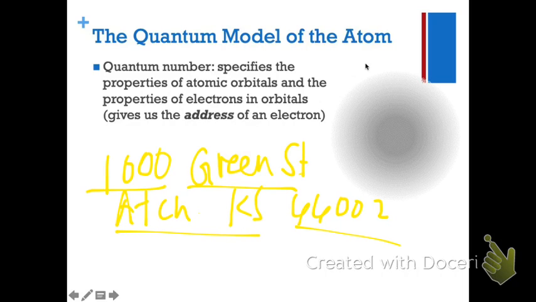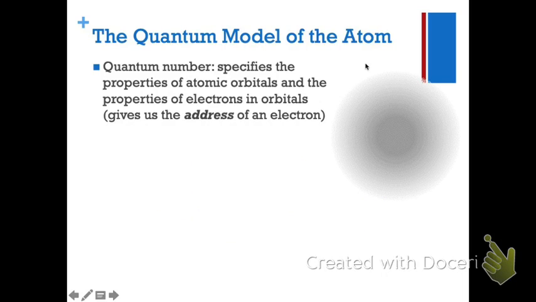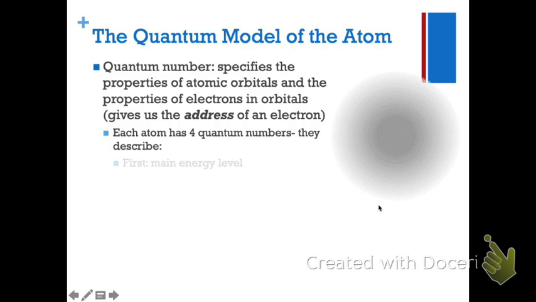The quantum number is the same way. Even though it says quantum number, the quantum number has 4 parts to it. Okay? The first part describes what we consider the main energy level. The main energy level. So that's the first part of our quantum number.